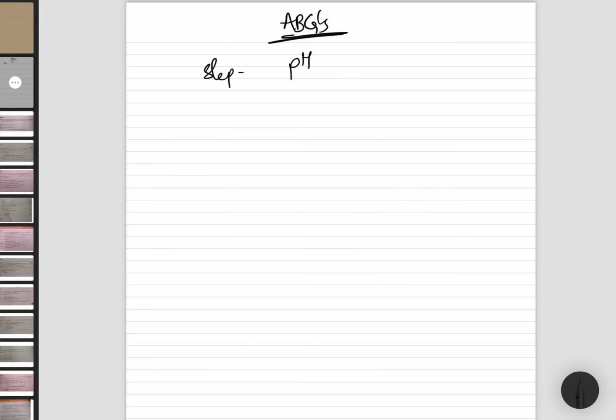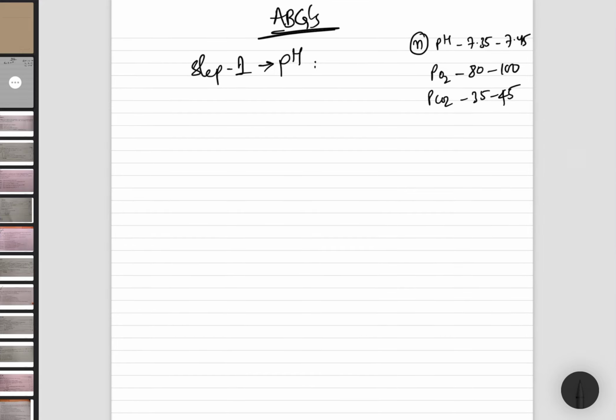Just observe what the pH is first. This is the first step you have to do. So first let me tell you the normal values. Normal pH is 7.35 to 7.45. Normal PO2 is 80 to 100 mmHg. Normal PCO2 is 35 to 45 mmHg. Normal bicarb is 22 to 26 milliequivalents per liter. This you have to remember.